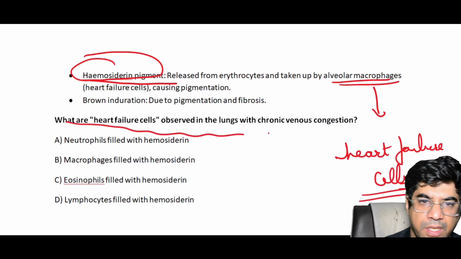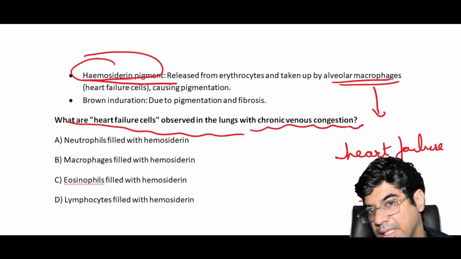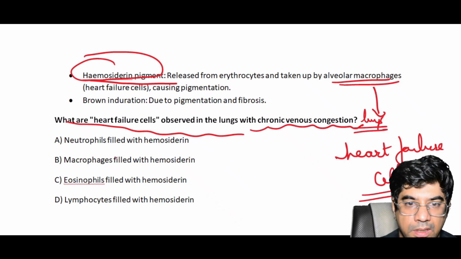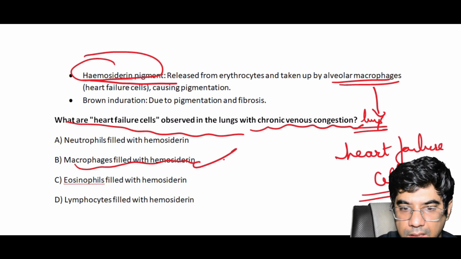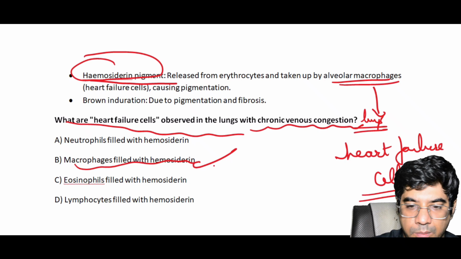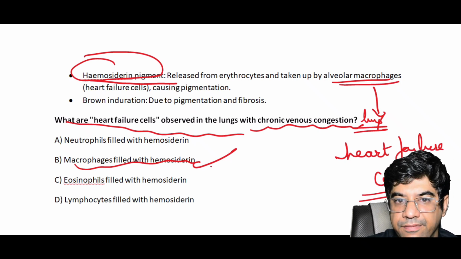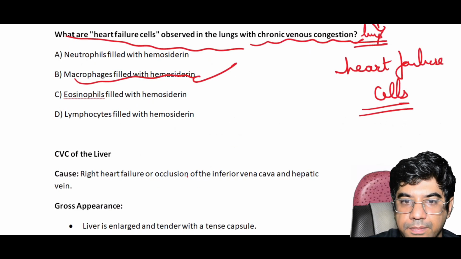Now you get a question: what are the heart failure cells that are seen in the chronic venous congestion of the lungs? So the answer is macrophages filled with hemosiderin. The heart failure cells are the macrophages filled with hemosiderin resulting from the breakdown of the red blood cells in the lungs with chronic venous congestion.